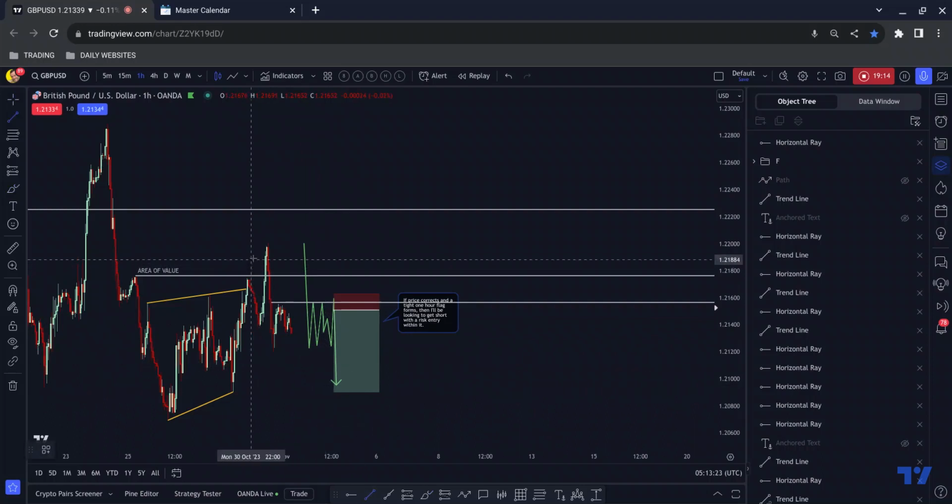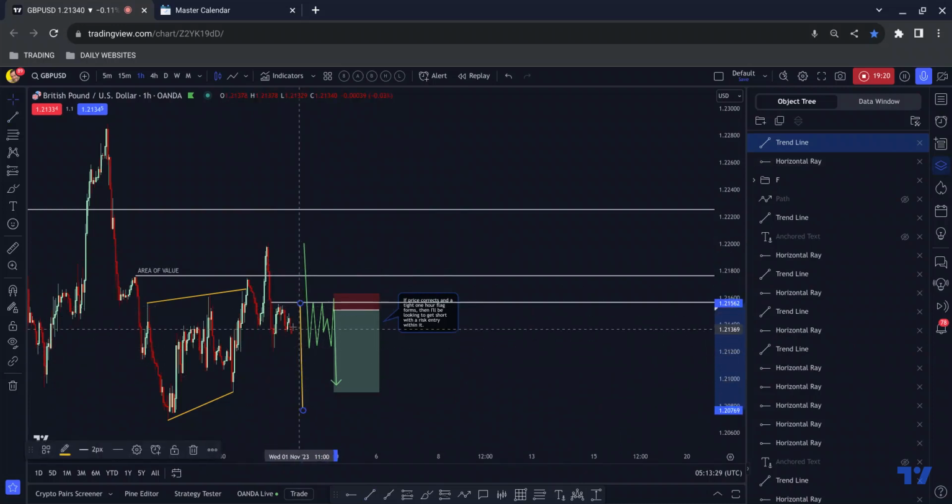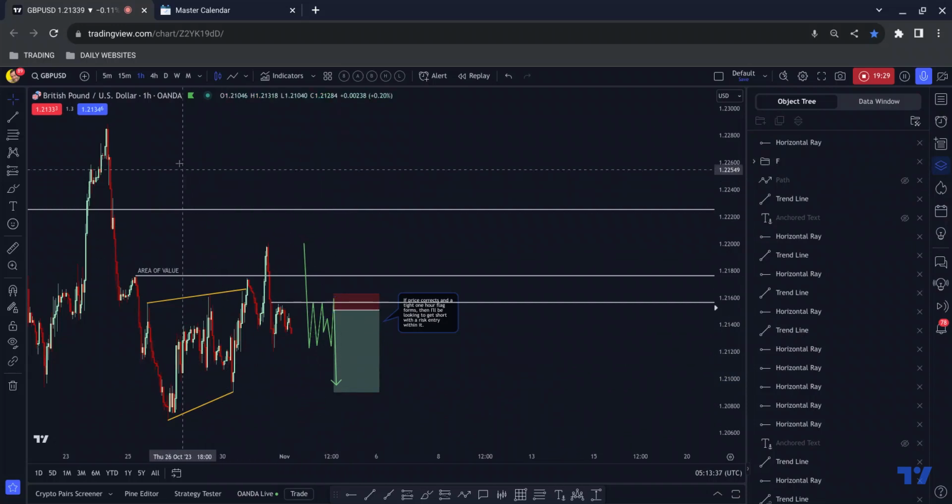If we just measure this structure here, measure this impulse, and we assume that the continuation leg out of this correction would be of a similar length, that would take us down to this low and down to the low of that structure, and I would be able to manage that for something in the region of 5%.